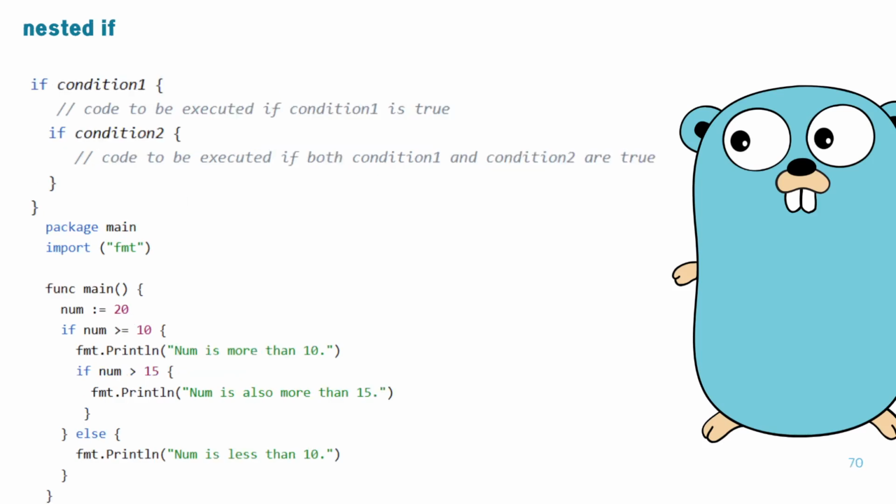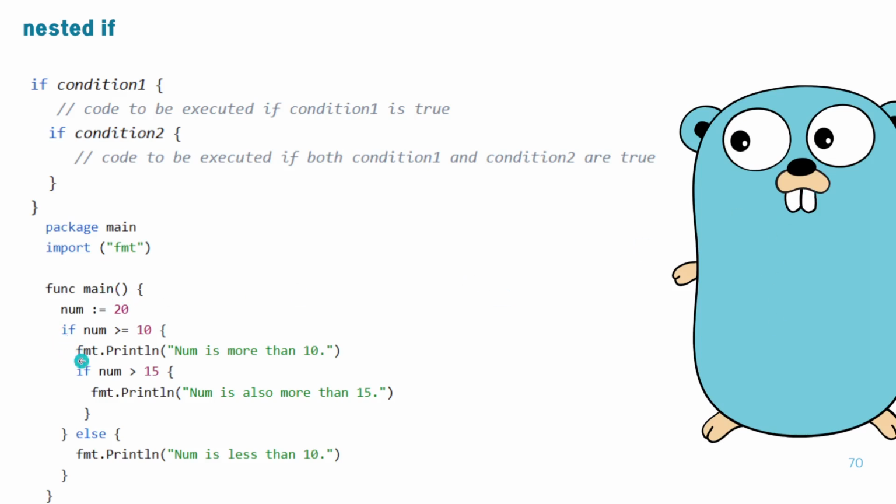Then we have the nested if. Code is executed in condition 1 if it is true, and in that we have another condition that needs to be true in order for the code to execute, for some logical thinking. In this case, we have num, and if num is greater than or equal to 10, which in this case is true, we print "The number is more than 10", and in else we print "The number is less than 10". But as our condition is true, we will go into the first if block.